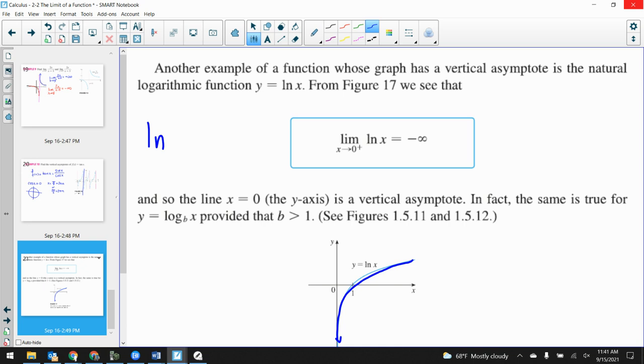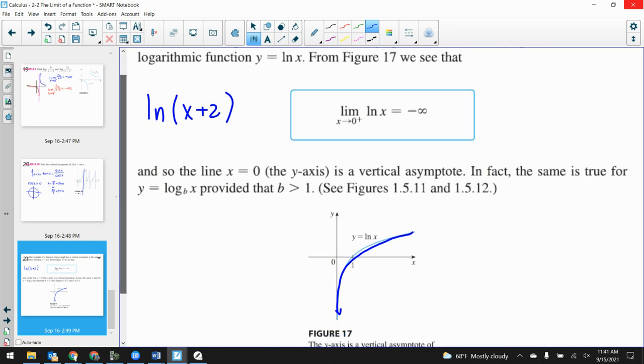Well, remember that ln of x plus 2 shifts that to the left 2 units, right? So that means my asymptote is no longer at 0, but it's at negative 2. So we can say for ln of x plus 2, the limit as x goes to negative 2 of ln of x plus 2 is negative infinity. Right? So wherever that asymptote got pushed to, that's where the limit will go to infinity. Or excuse me, negative infinity.